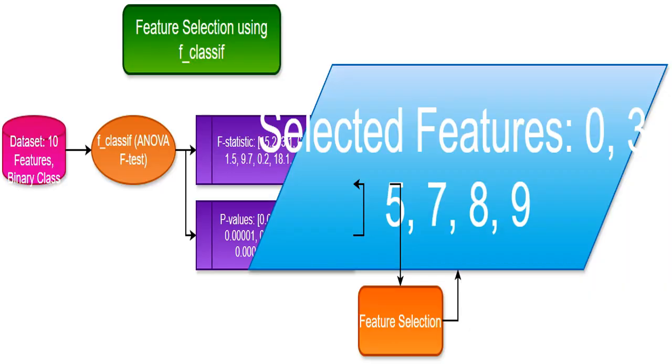After comparing the p-values to my alpha of 0.05, I've selected the features with p-values less than 0.05. These are the features I'll use moving forward because they show statistically significant relationships with the classes. Features 0, 3, 5, 7, 8, and 9 made the cut.